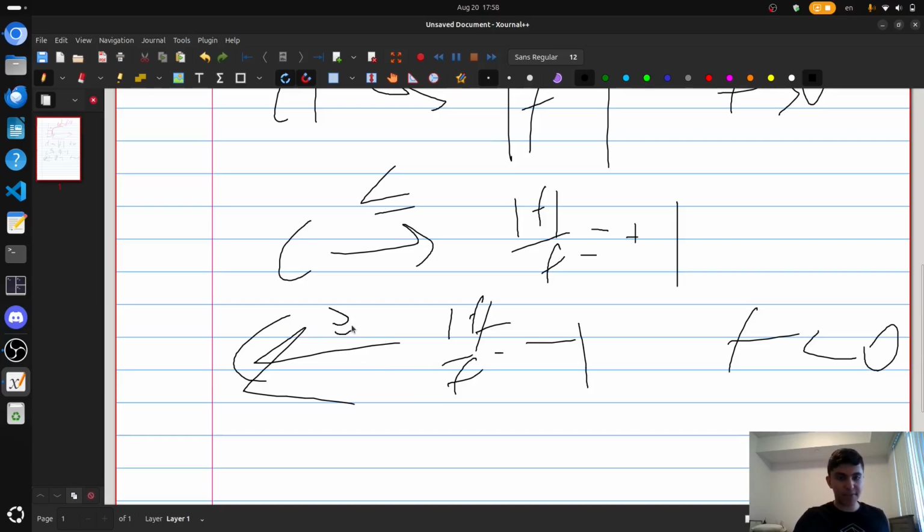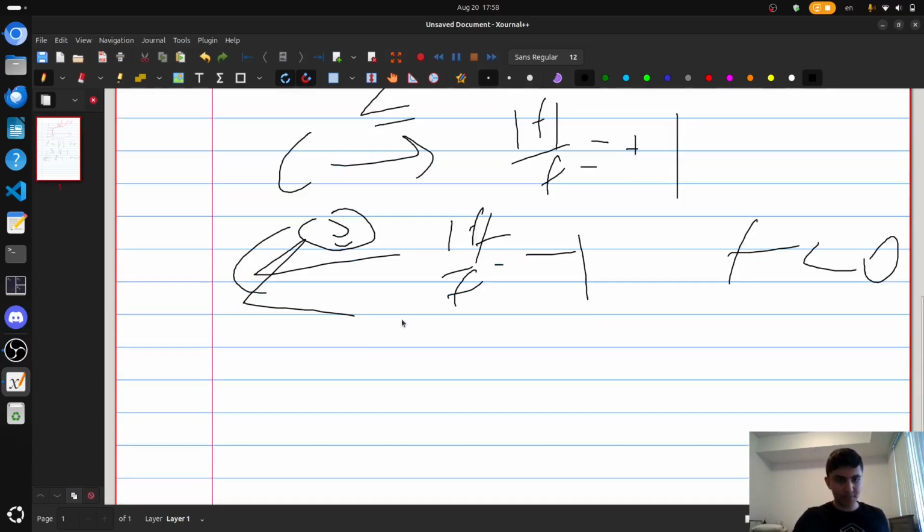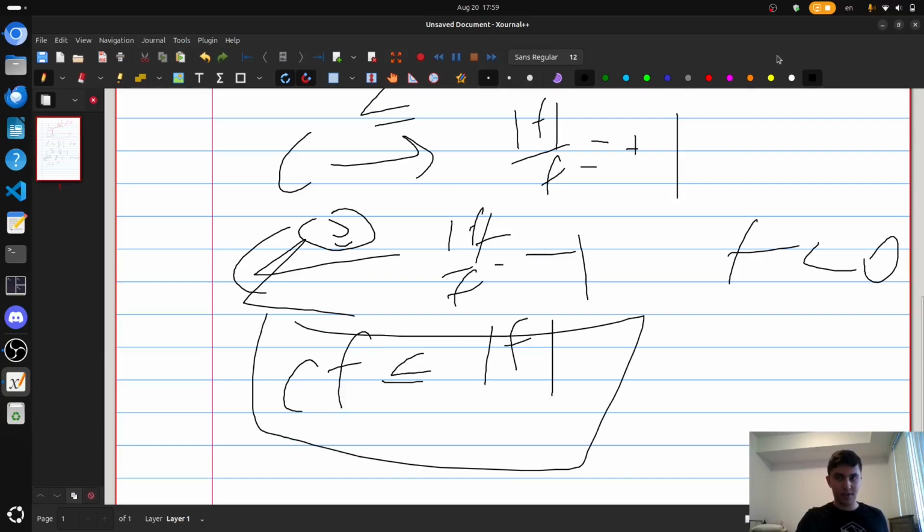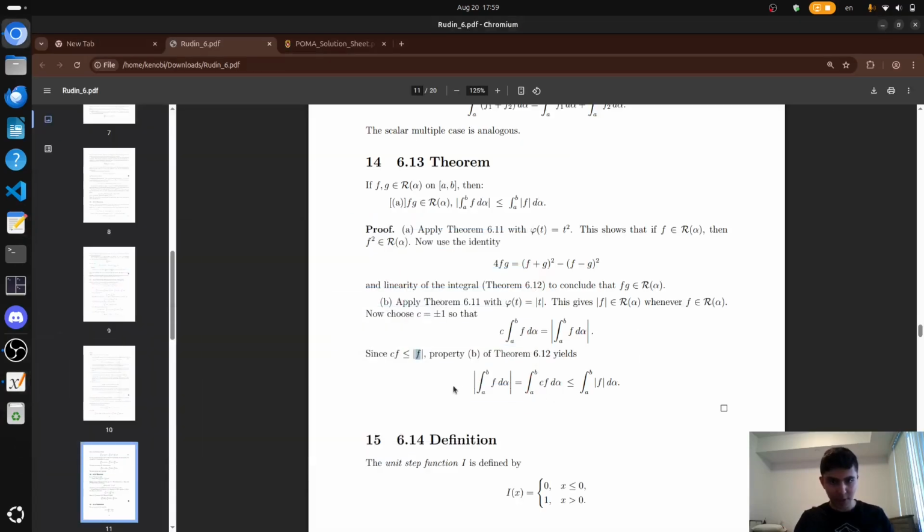But since we flipped the inequality because we multiplied by a negative, we just backtrack and we show that cf is less than or equal to the absolute value of f. In both cases, this works. And we're going to get this thing over here.